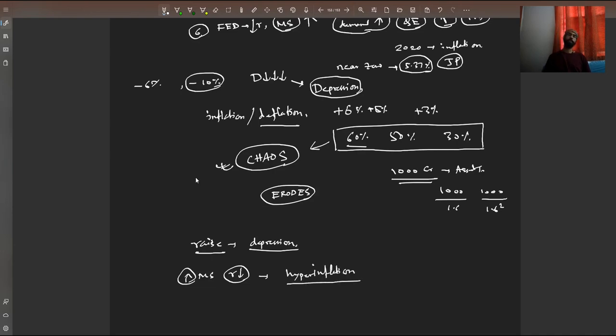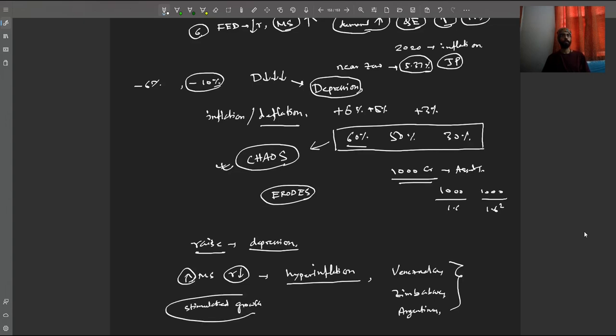Simple examples you can look at a few countries: Venezuela, Zimbabwe, Argentina, even many other South American countries like Brazil, right? Again, also excessive stimulated growth can lead to excessive capital inflows and subsequent financial crisis.